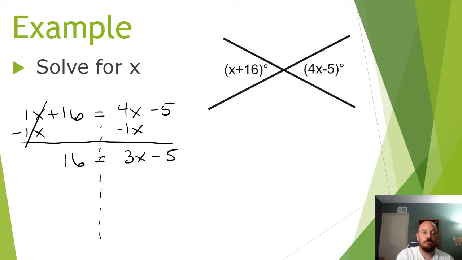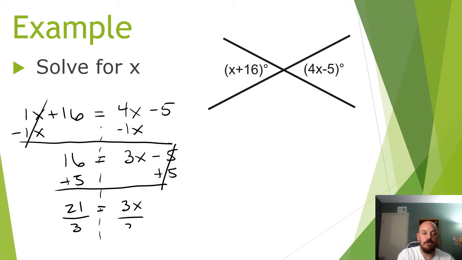Okay, next step, I want to get rid of the minus 5. Let's use a plus 5. Same thing on both sides. 16 plus 5 is 21, and that leaves just 3x over here. Last step to cancel out the 3 is divide both sides by 3. That cancels with that. 21 divided by 3 is 7. So we get 7 equals x, or x equals 7. Doesn't matter if it's written backwards.